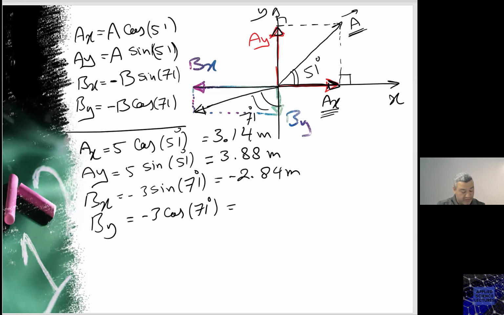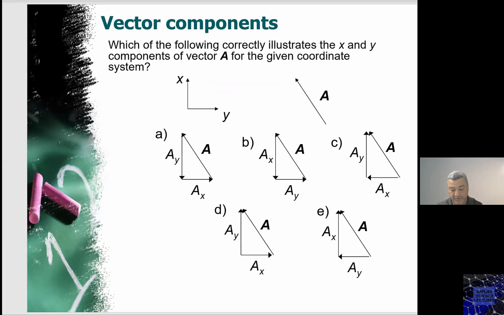Cosine 71 times 3, which is minus 0.98 meters. Okay. We are going to use those ones later on, but those are the projections of those two vectors. Now let's move on to this example.